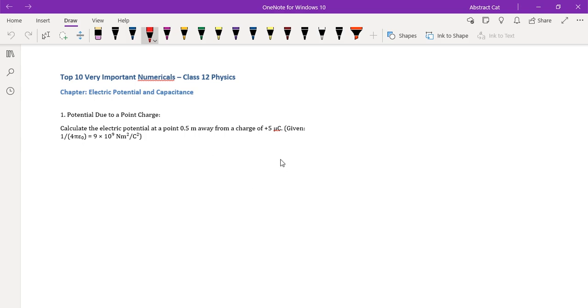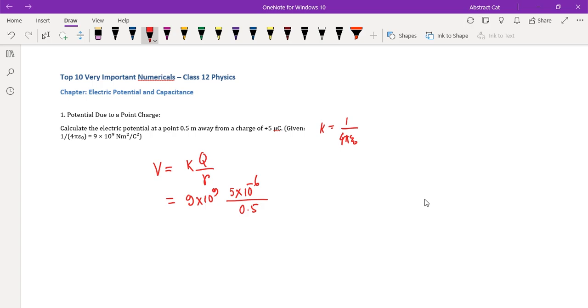So that is given. So potential V is equal to KQ over R. Here K is given, K equal to 1 over 4 pi epsilon naught, that is equal to 9 into 10 to the power 9. Charge Q is 5 microcoulomb, that is 5 into 10 to the power minus 6, and the distance is 0.5 meter.